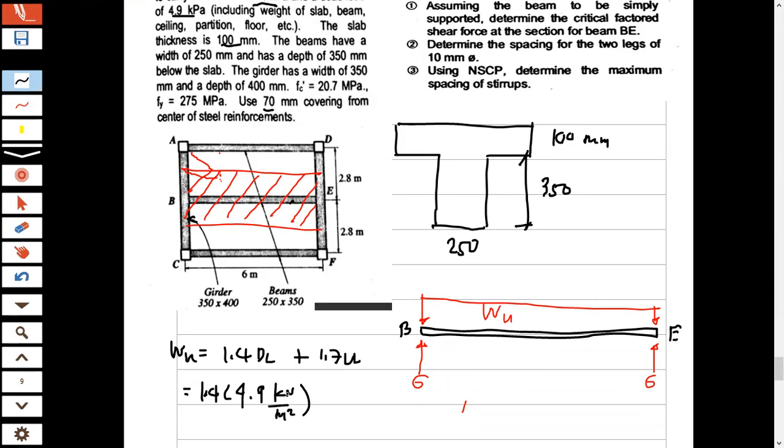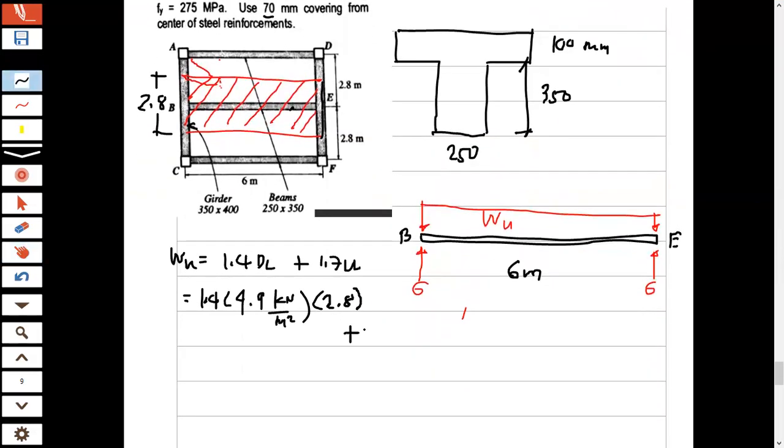Multiply by, para maging uniform siya with this span na 6 meter, multiply mo siya dito. Ito yung tributary width. Kung 2.8 yan, 2.8 din dito, half of it is 2.8 pa rin. Okay? 1.4 dito, also 1.4 here, kasi half nito, you have 2.8. So multiply natin ng 2.8.